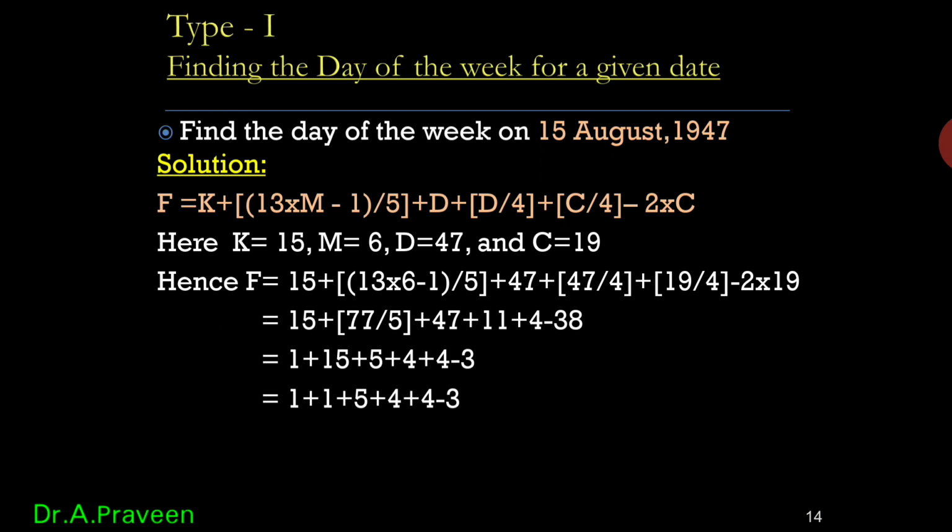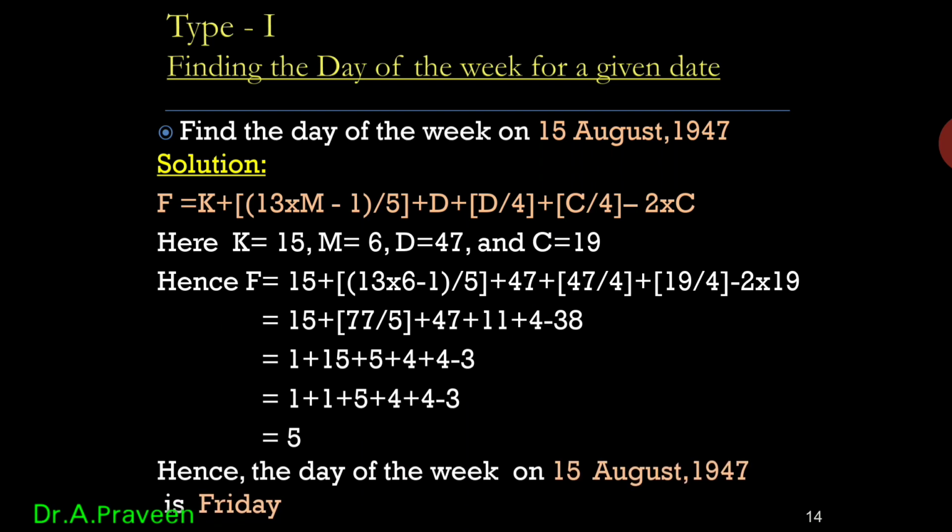Now in this expression you find that the value of 1 plus 5 is 7. You just simply ignore that. So the remaining expression is 4 plus 4 minus 3. That is 8 minus 3. 8 minus 3 equals 5. And as per the table, 5 corresponds to Friday. So therefore 15th August 1947 is a Friday.